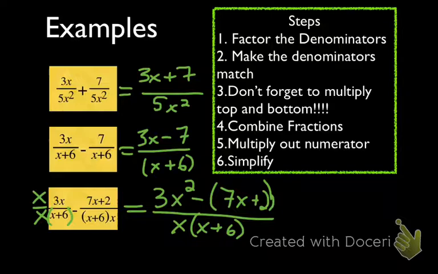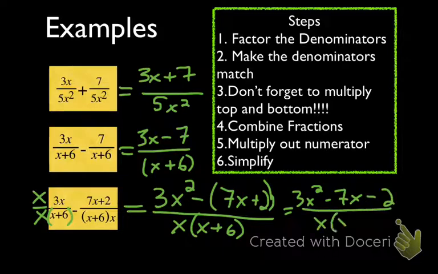Out and simplify it. This is going to be 3x squared minus 7x minus 2 divided by x times x plus 6. Okay, makes sense. And then what we should do is factor the numerator if we can. I don't think that it factors. It does factor, you're right. But I don't think it matters because it's not going to cancel anything out.